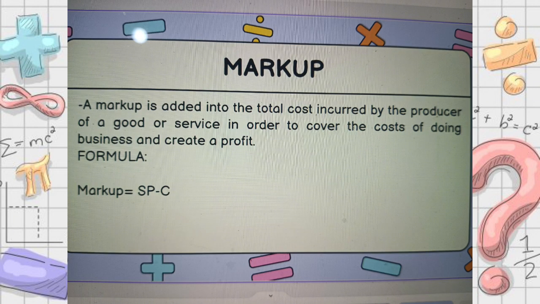Sa markup naman, markup is yung added into the total cost incurred by the producer of a good or service in order to cover the cost of doing business and create a profit. Yung basic formula niya is yung selling price minus the cost. Then, doon na makukuha yung markup natin. Mamaya, ipapakita pa natin kung paano nga ba nangyayari ang markup.